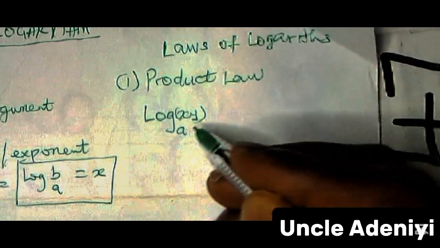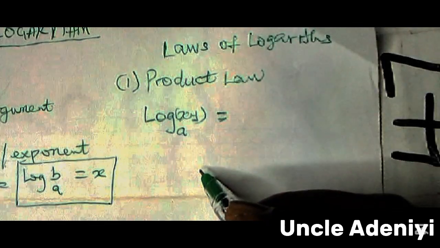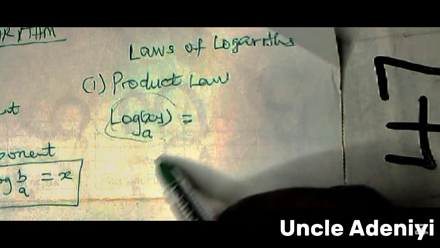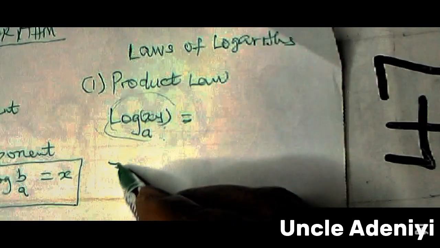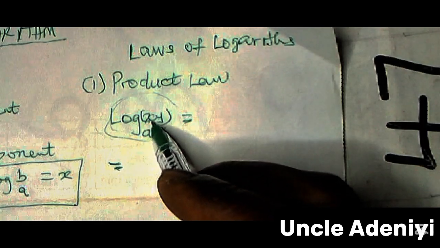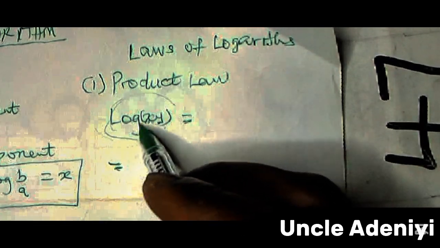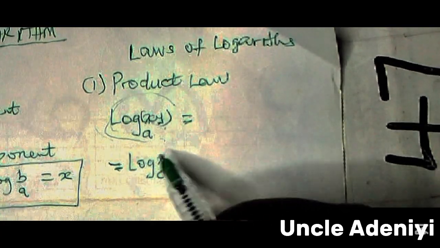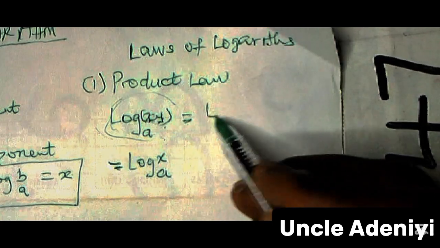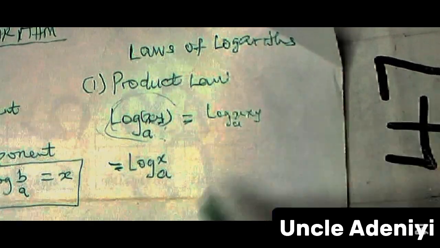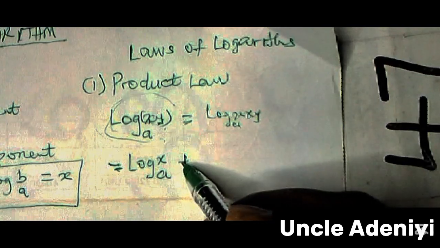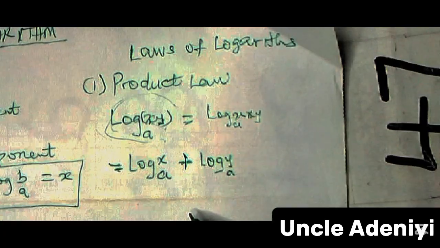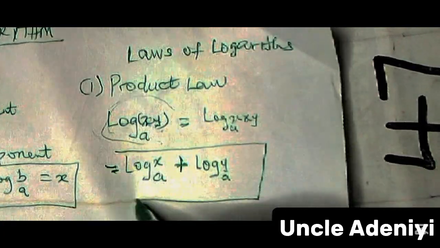xy base a is equal to, there's no magic in this thing. What they are saying is that under product law, you take this thing inside the bracket, xy, one after the other and separate it, which is log x base a, that's the first one. You can actually say log x times y base a. These times will turn to plus in logarithm, which is called product law. Then you also write for y, log y base a. So that is all product law is about.